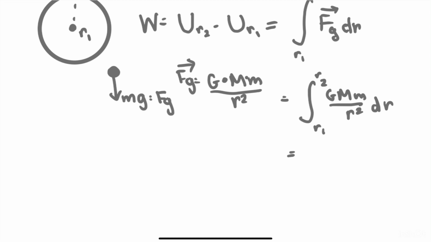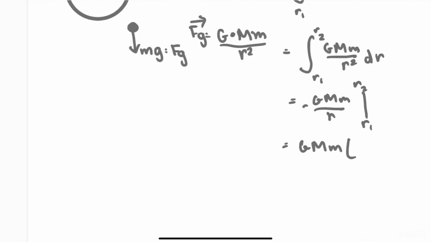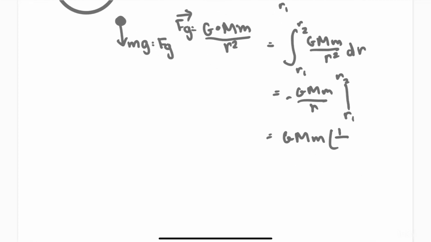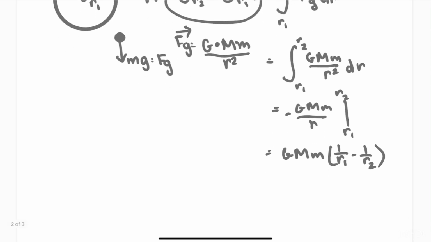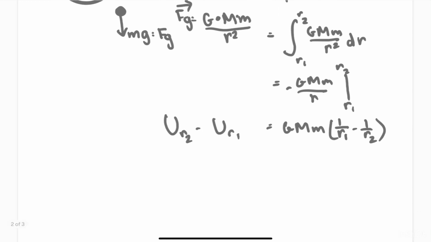And this will be equal to, let me just continue solving first, will be equal to times 1 over R1 minus 1 over R2. And as we found earlier, the work done is equal to the change in potential energy. So let's equate that.